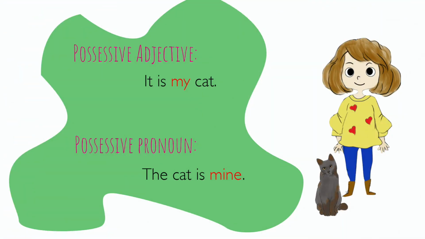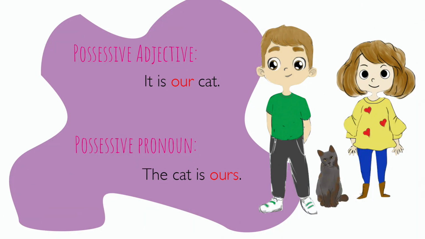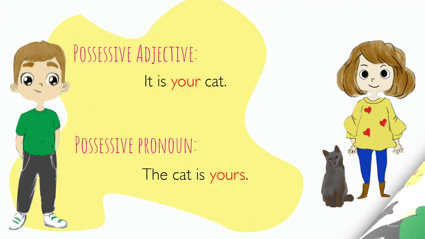Some examples of possessive adjectives and possessive pronouns are as follows. It is my cat. The cat is mine. It is our cat. The cat is ours. It is your cat. The cat is yours.